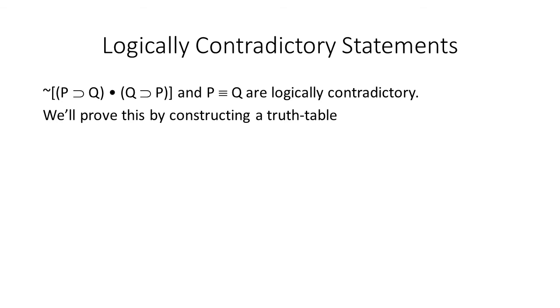Okay, so this monster on the left-hand side, it's not the case that both if P then Q and if Q then P, and P if and only if Q are logically contradictory. So we're going to prove this by constructing a truth table again. So you should pause me right now and actually set up the truth table, rather than passively receiving. So pause me.